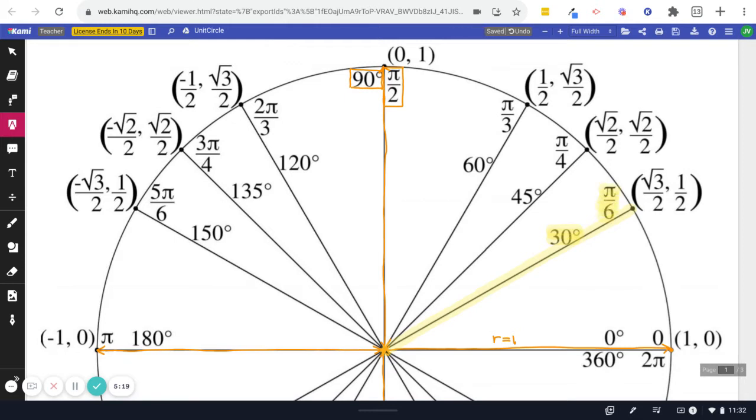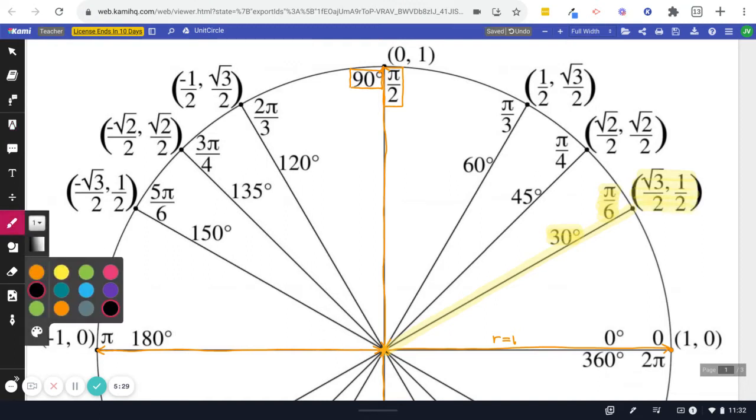And for pi over 6, we have this ordered pair: root 3 over 2, comma 1/2. So just to remind you, cosine of 30 or cosine of pi over 6 is root 3 over 2, because that's the x-coordinate. Sine of 30 or sine of pi over 6 would be 1/2. That's what this ordered pair is telling us. This is the cosine, this is the sine.